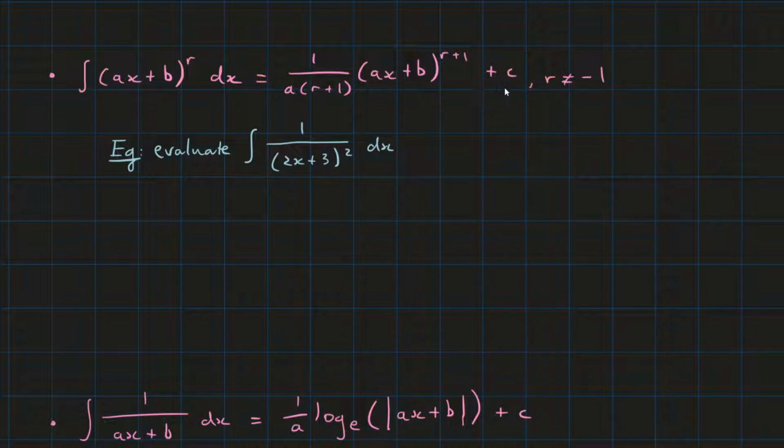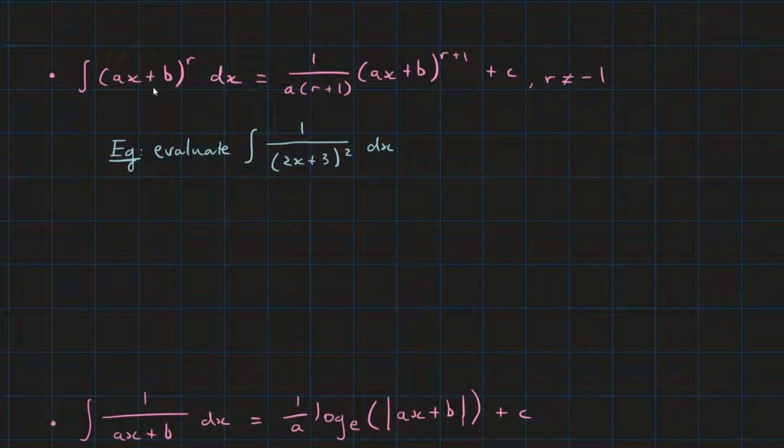Now it's pretty easy to see algebraically why r being -1 doesn't work. It's because this term here would be 0 and we can't divide by 0. So there's actually an alternative equation when r is equal to -1, which we'll move to in the next example. But first, let's just do this one, applying the regular rule to evaluate the integral of 1 over 2x plus 3 to the squared dx.